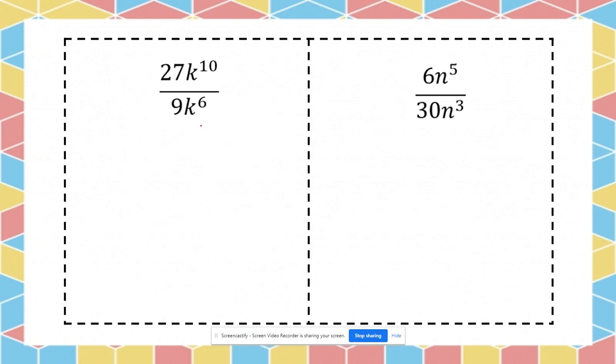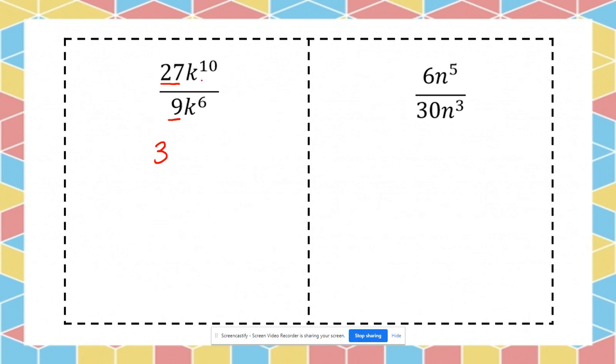For my next problem, I have 27k to the 10th divided by 9k to the 6th. In this problem, you'll notice I have a 27 and a 9. Well, they don't have the same base, but neither of them have exponents either. So just like when we were using the product rule, when we're using the quotient rule, if we don't have like bases, but they also don't have exponents, you're just going to divide like normal. So if I did 27 divided by 9, I would get 3.